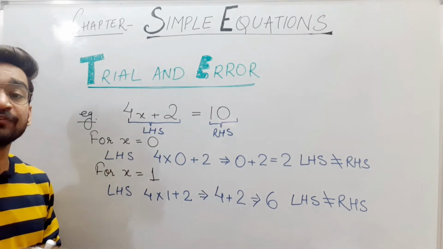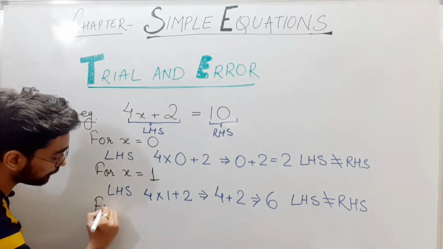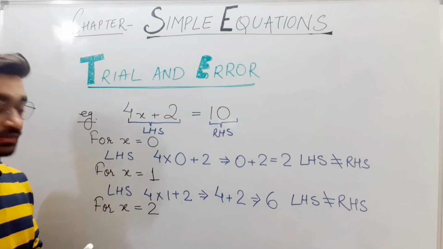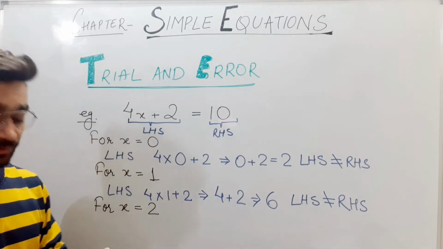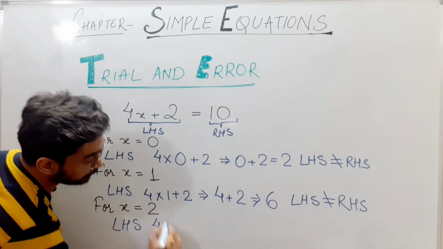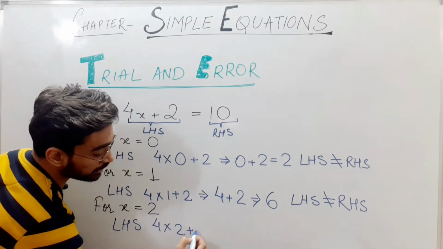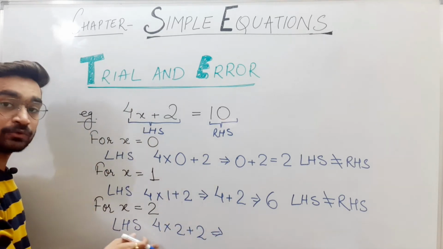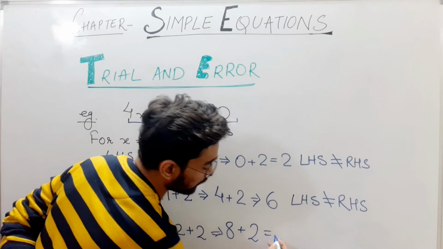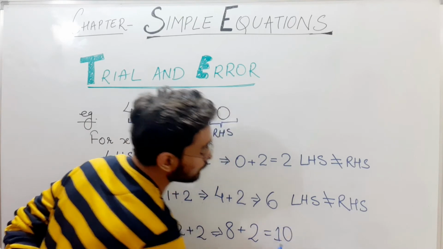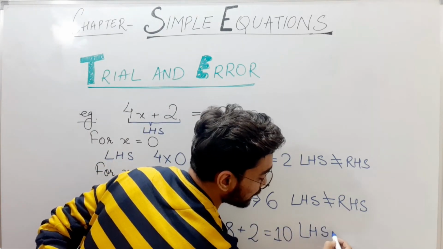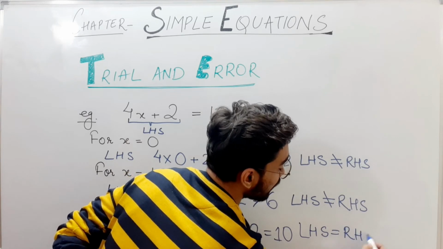Now we will check for a different value, like we will substitute x is equal to 2. Now we will check for x is equal to 2 and we can find out whether it is right or wrong. Let's check the value of LHS. 4 into x means 4 into 2 plus 2. 4 2s are 8, plus 2 will give you 10. And we can see here that the value of LHS is equal to the value of RHS.